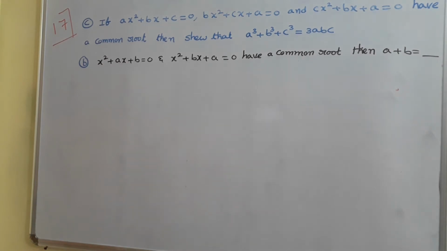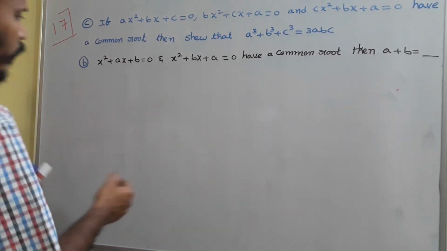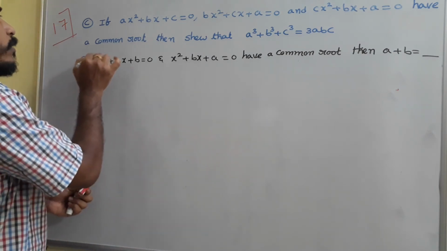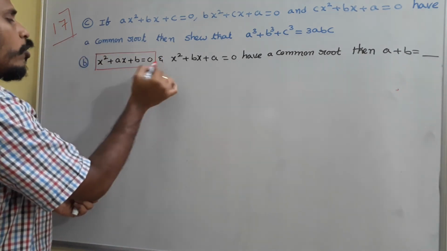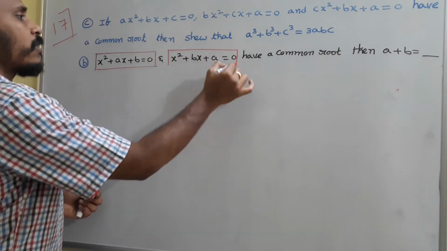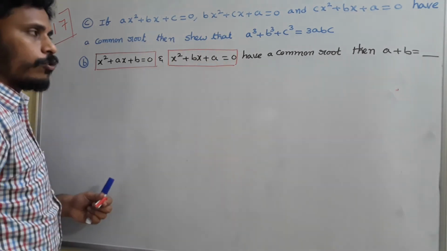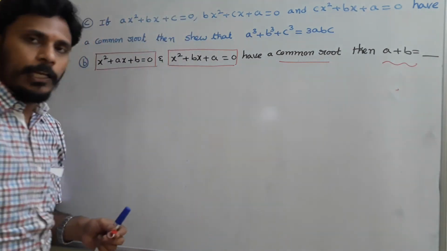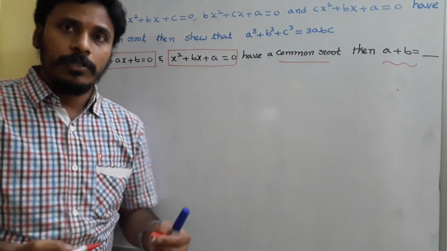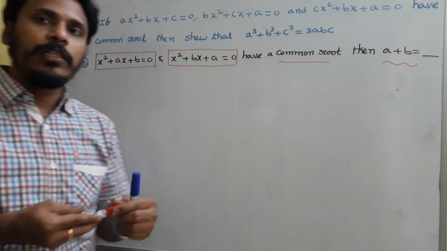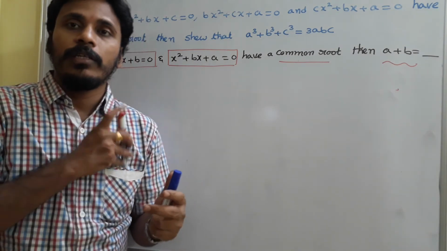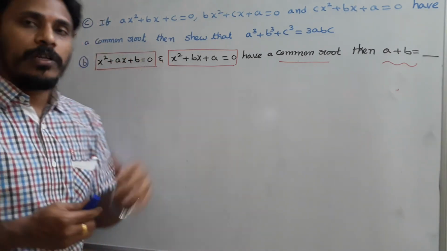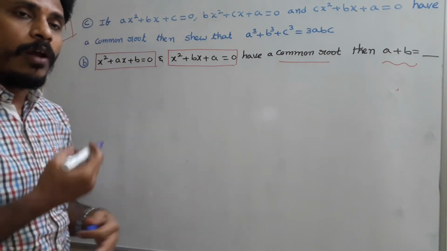17b is a somewhat simple problem compared with the previous one. Here the equations are x square plus ax plus b equals 0, and another equation is x square plus bx plus a equals 0. They have a common root, and we need to find the value of a plus b. Again we have two options: one is to move with the formula, and the other with the procedural manner. Since these two equations have a common root, now I am going to solve by method 2.